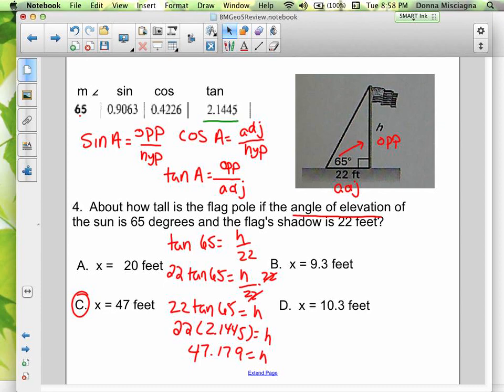Okay, so that's all there really is to our trig ratios, right? We set up the ratio, we isolate our variable, and then we either use the calculator to get the value of the ratio for the trig angle, the tangent of the angle, or the sine or the cosine of the angle, or you use the values from the table. Either is fine. All right, let's do another problem.